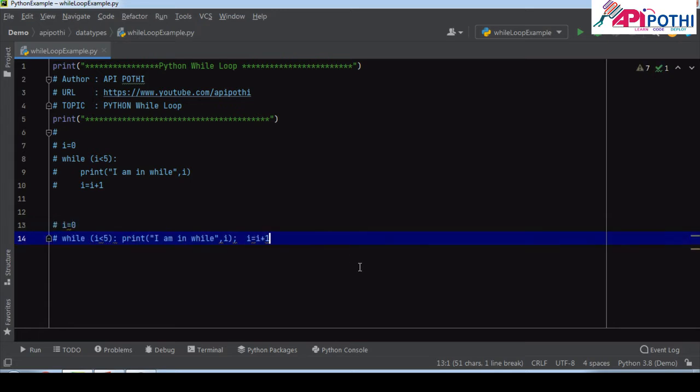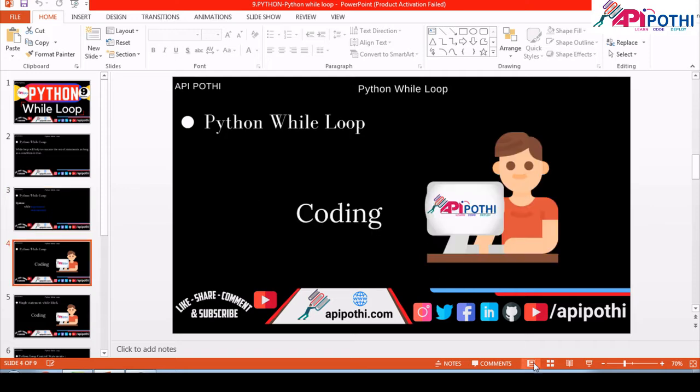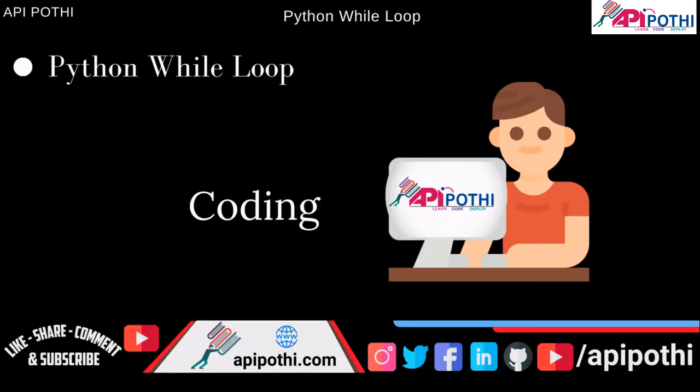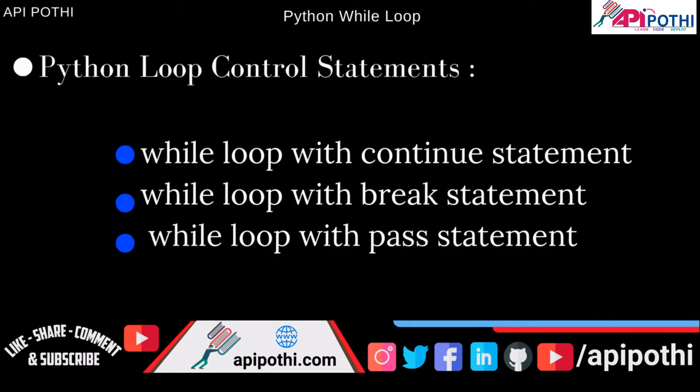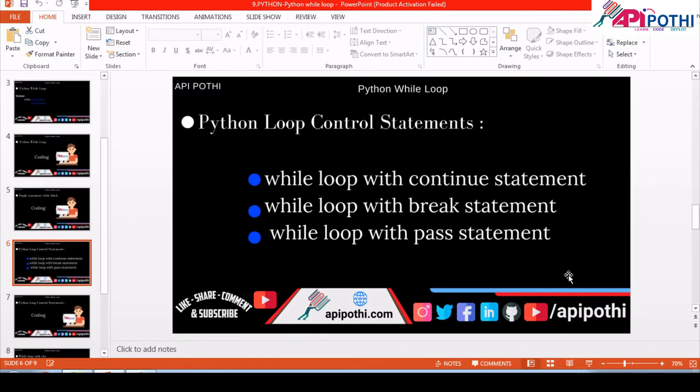This is the Python. Now, coming again to the PPT, we understood how to write the basic while loop, and also how to write the single statement block using the while loop. Now, coming to a few of the control statements that we can use in the while loop. Out of the control statements we have continue, break and pass. Each control statement has its own characteristics that we are going to understand here. First we will go through the continue statement in the while loop.